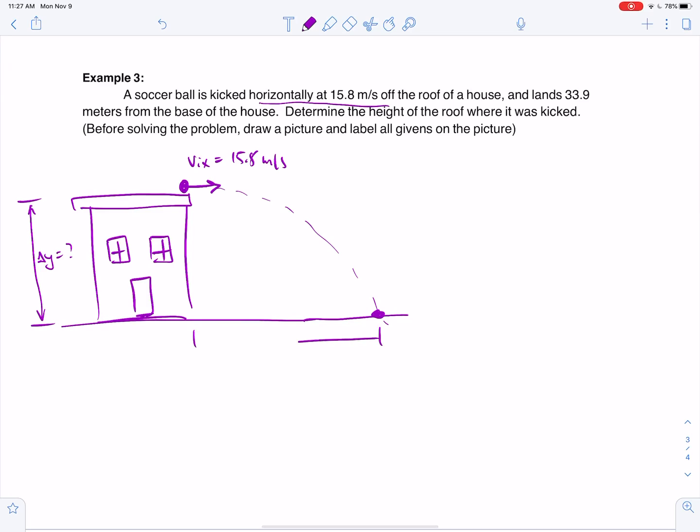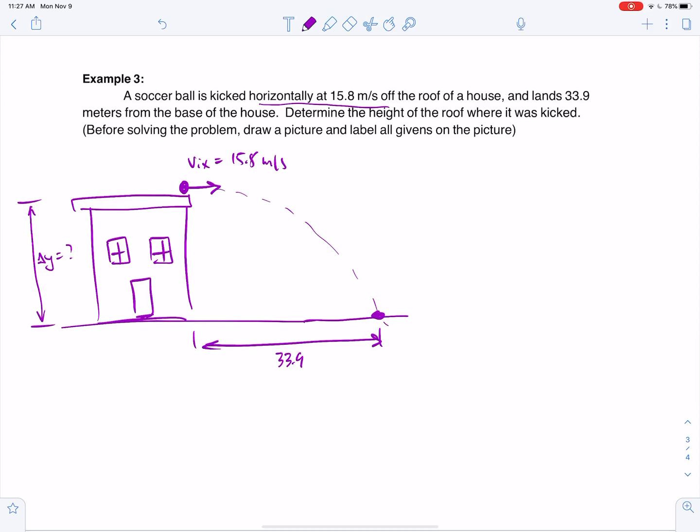But we know the range. We know that the soccer ball lands 33.9 meters away. Okay, so that's going to be our delta x. So we need to know how high the ball was when it was launched. Okay, so first we're going to find the falling time, but we're going to do it in a little bit different way.